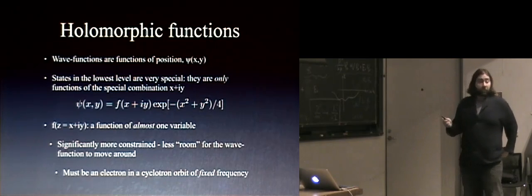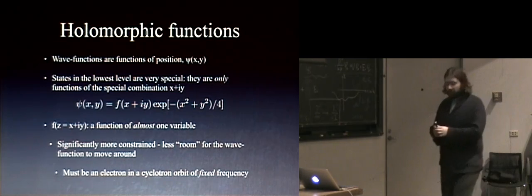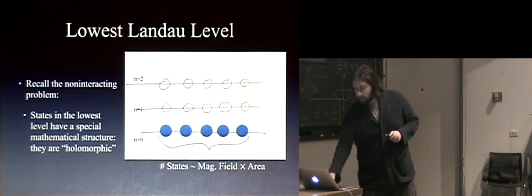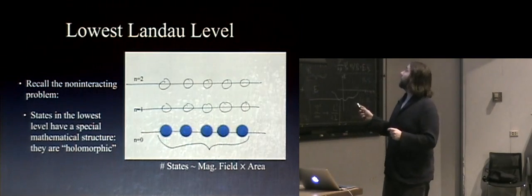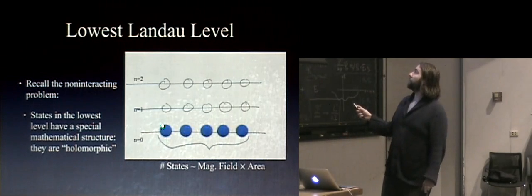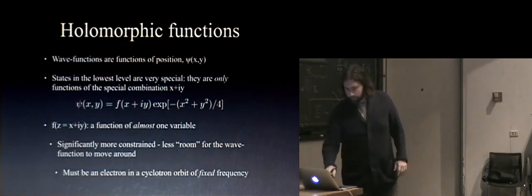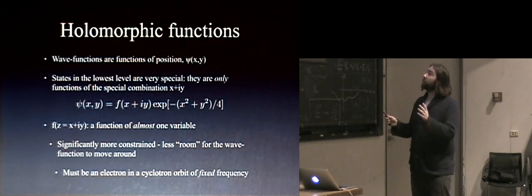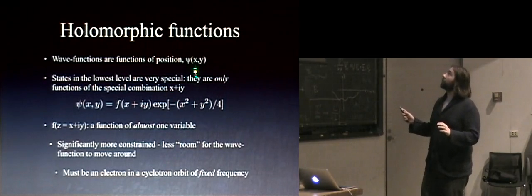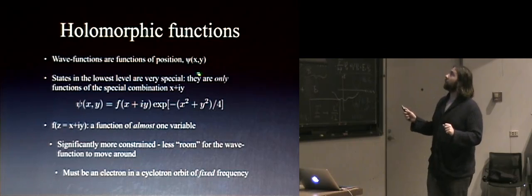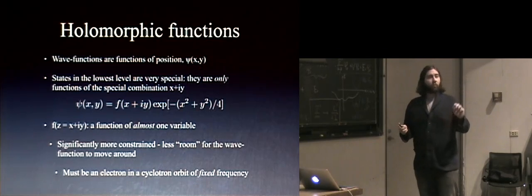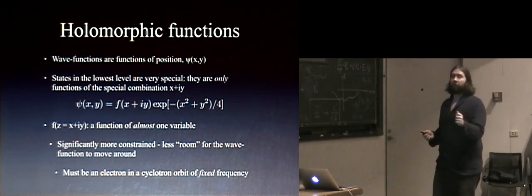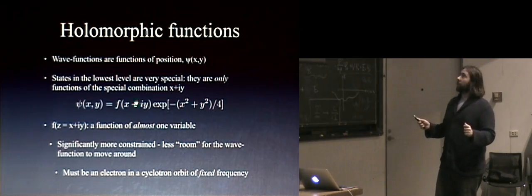So there's something very special that happens for any state in the lowest level, and I don't just mean, pictorially, this state here or this state here. I could also take a linear combination of this state and this state, or a superposition of 3 states, or whatever I want. All of those states have wave functions with this very special property: they're not a function of two variables, they're really secretly a function of one variable, which is a complex number x plus iy.